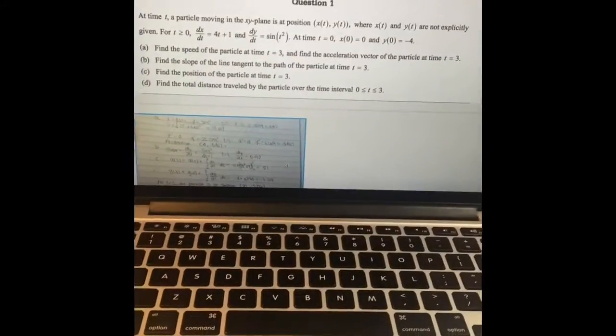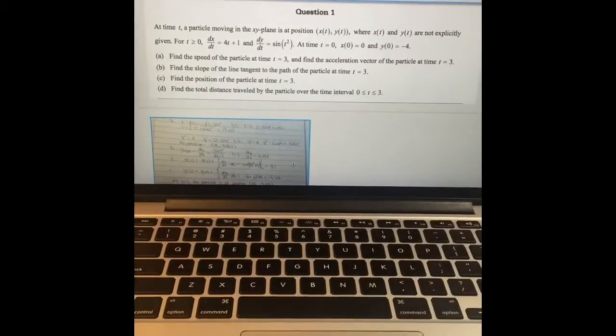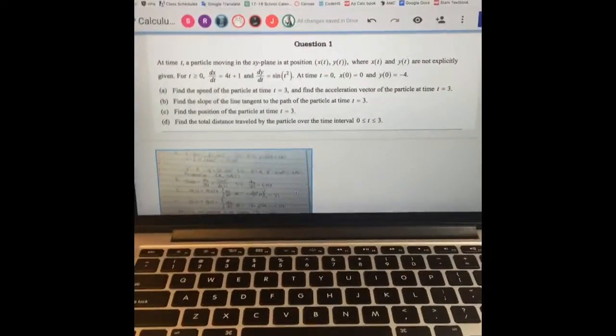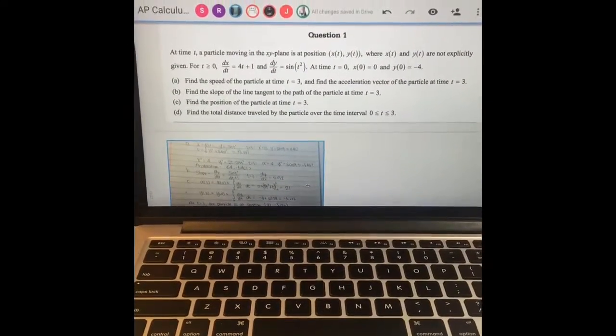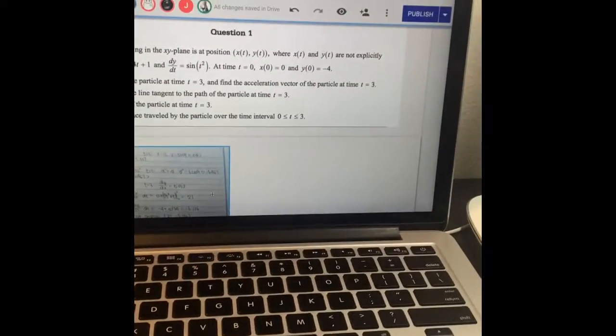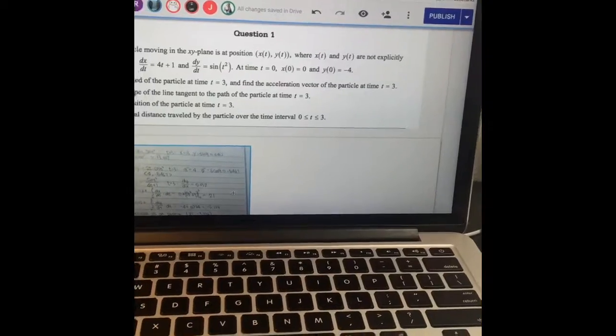And here's my question. For problem A, we'll be finding the speed of the particle at time t equals 3 and finding the acceleration vector of the particle at t equals 3.